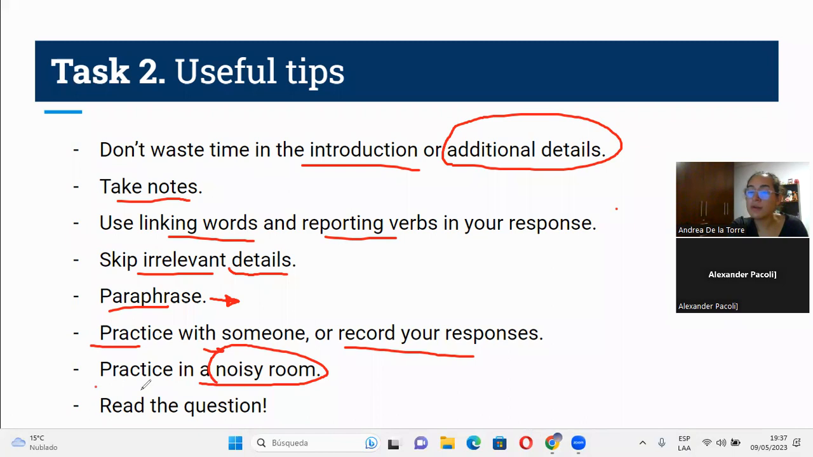And obviously read the question. This is something that a lot of students skip and it is useful. It's plenty useful when you read the question because you can use that in your introduction, right? As we said. So those would be the tips that I can give you in this case.